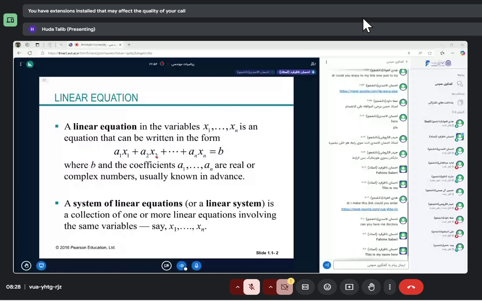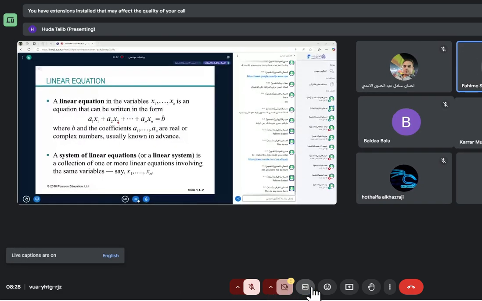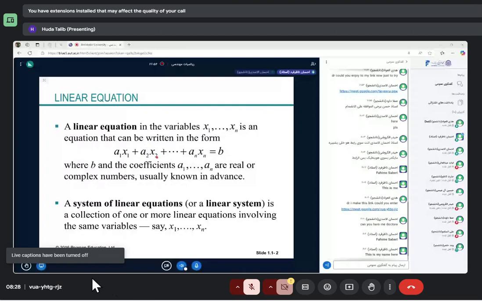And the solution of a system is a list of numbers s1, s2, and so on, that make the equation a true statement. So if you substitute the xi's with these values, it becomes true. That's a solution, actually, because it could have multiple solutions. So the set of all possible solutions is called the solution set. And if two linear systems have the same solution set, we refer to them as equivalent.